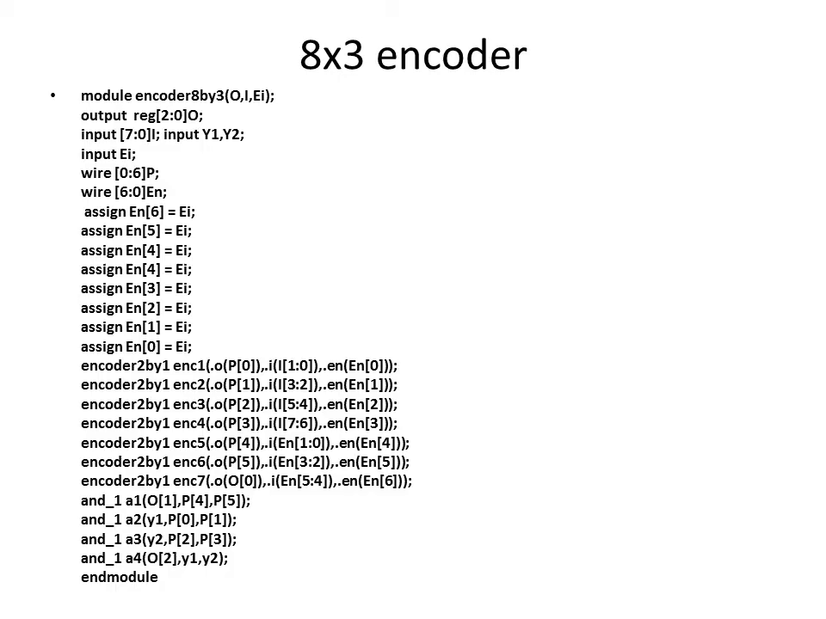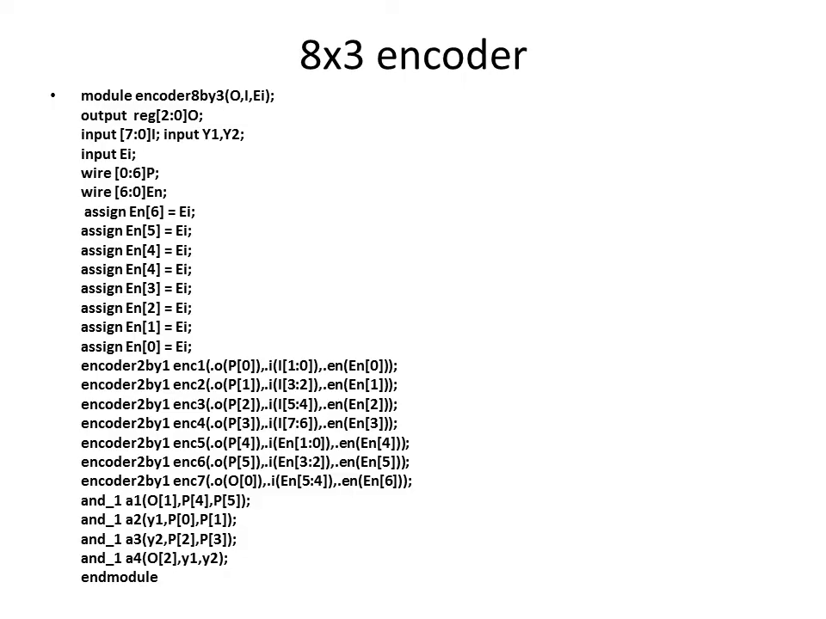See here, the P is a wire, and since we are using 7 encoders and each encoder will require one enable signal, for that purpose I am duplicating the given enable signal to 7 encoders. Likewise, E of 6 equal to EI, E of 5 equal to EI, up to E of 0 equal to EI. Now I have instantiated this encoder 7 times.